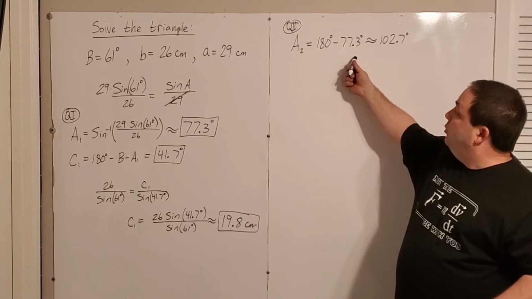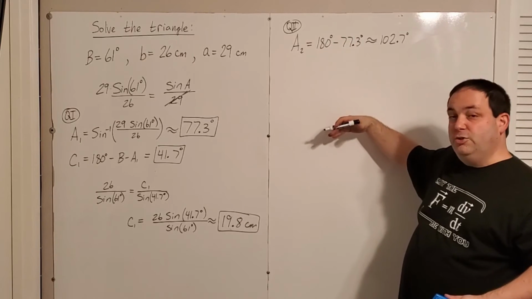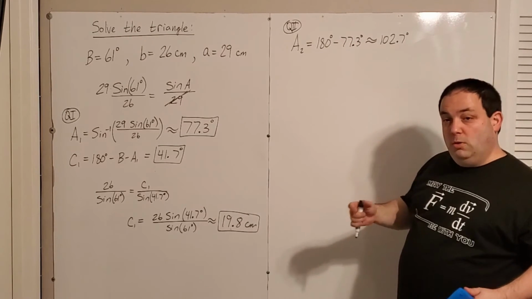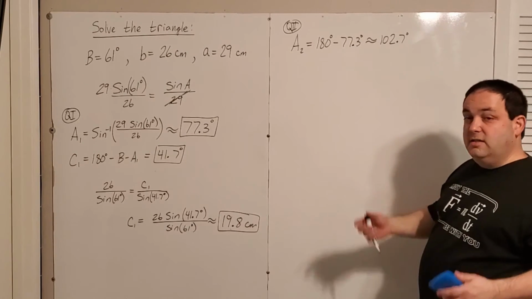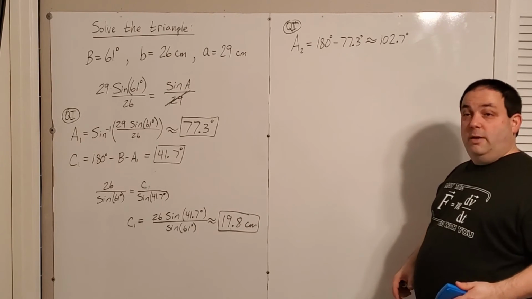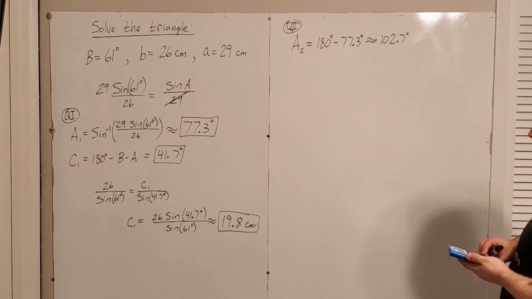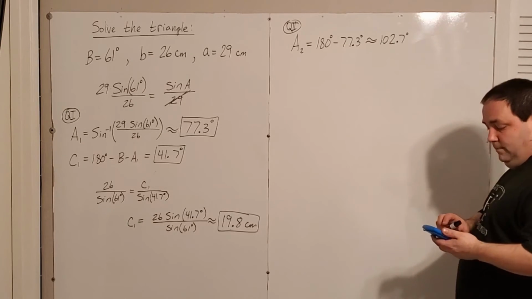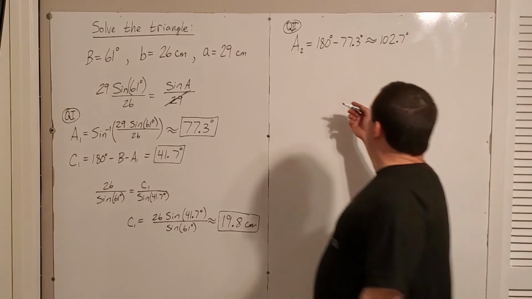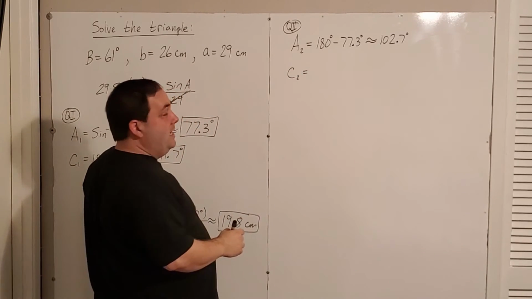But this other one may still yet work. We haven't checked it yet. We haven't continued to see if the third angle will add out to be something useful. And if it does, then it's also a viable triangle. All right, so now for C2, the second possibility of angle C.